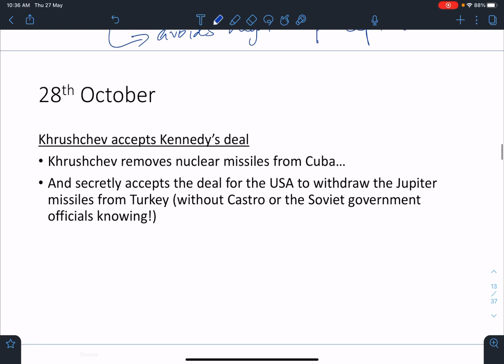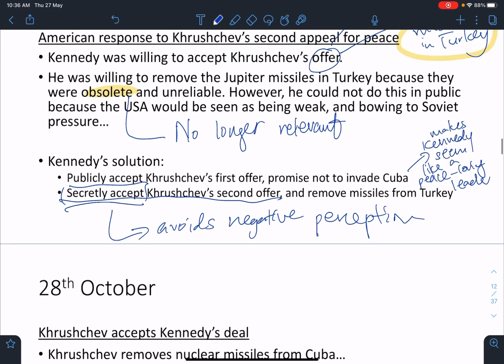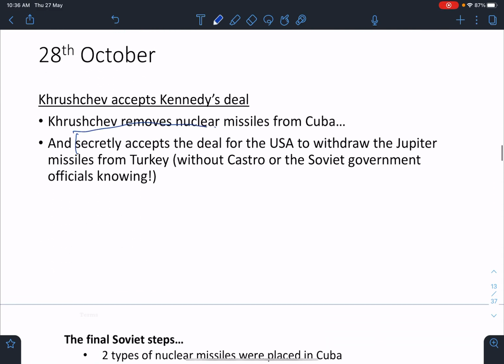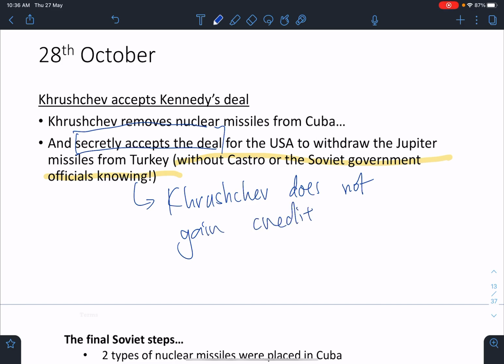And this is what Khrushchev does. So Khrushchev accepts the deal. Very good, 28th October. Okay, and he removes the missiles. So of course this is a win for the USA. But if you look at it, just how Kennedy secretly removed the missiles from Turkey, Khrushchev also secretly accepts the deal. So what is the implication here? Without Castro or the Soviet government knowing, this means Khrushchev does not look like a good leader, does not gain credit for this. Publicly, it looks like Khrushchev put the missiles there, the US negotiated, and they said, okay, I take back. So it looks like Khrushchev is losing out.